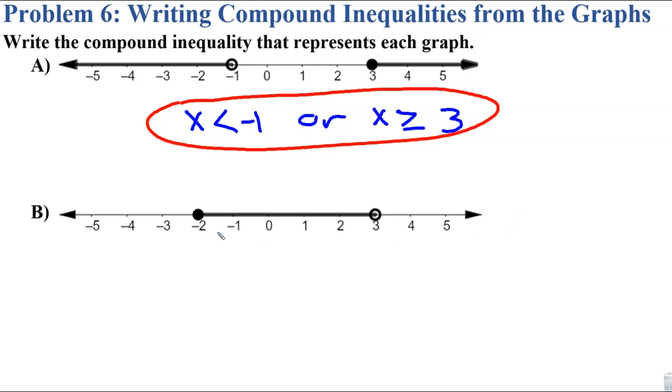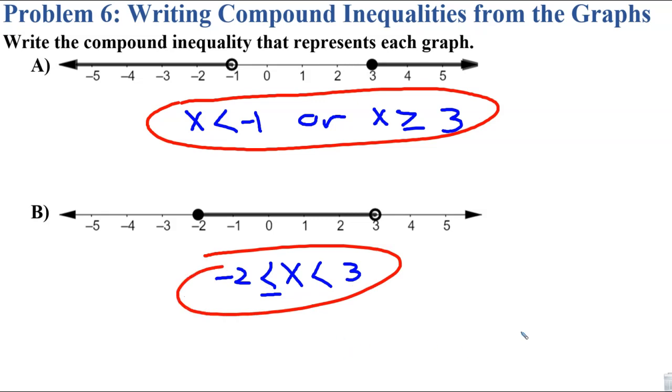Here I can tell, since I have two endpoints, since my solutions are sandwiched between two values, this is going to be the AND case. And what I can do for this is basically just put my x between the endpoints. The endpoints are 3 and -2. And then all I need to do is make sure I account for open and closed circles. Since we're closed on the -2, we'll say that's greater than or equal to -2. Since it's open on the 3, we'll say strictly less than 3. There's my compound inequality, the AND case, the overlap case.